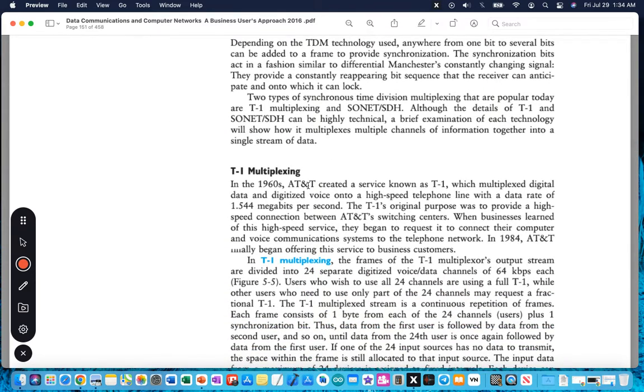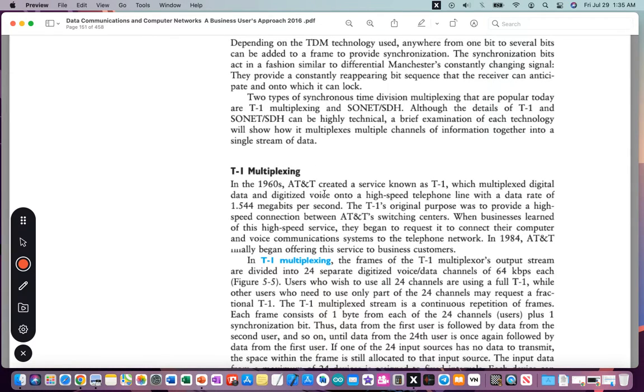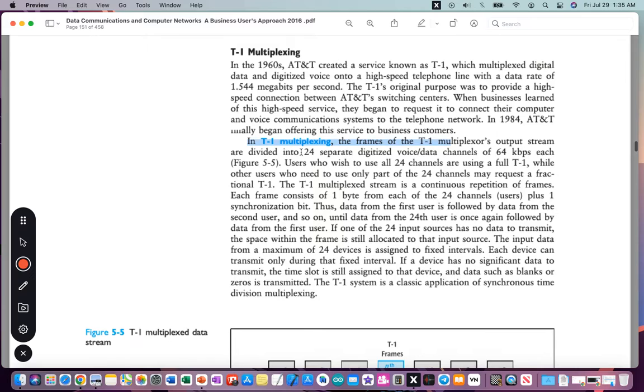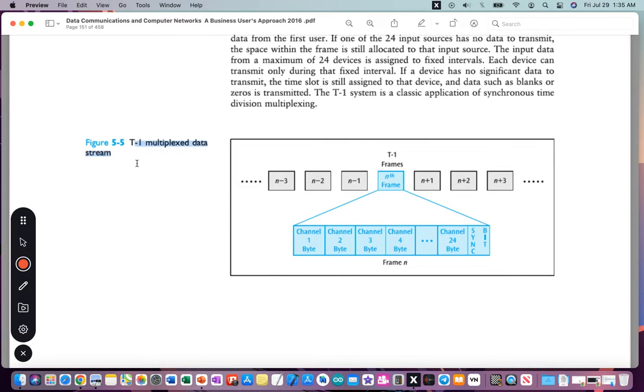T1 multiplexing. Multiplexed digital data and digitized voice into a high-speed telephone line. T1's original purpose was to provide a high-speed connection between AT&T switching centers. In T1 multiplexing, the frames of the T1 multiplexer's output stream are divided into 24 separate digitized voice data channels of 64 kilobits per second each. So this is the T1 multiplexed data stream divided into bytes, each with 24 channels, plus a sync bit.